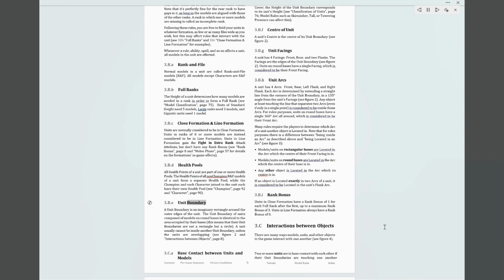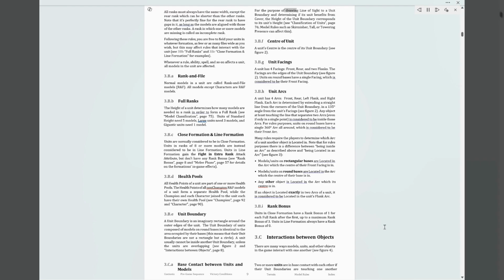Unit boundary. A unit boundary is an imaginary rectangle around the outer edges of the unit. The unit boundary of units composed of models on round bases is identical to the area occupied by their bases. This means that their unit boundaries are not a rectangle but a circle. A unit usually cannot be inside another unit boundary unless the units are overlapping. See Figure 2 and Interactions between Objects, page 8.